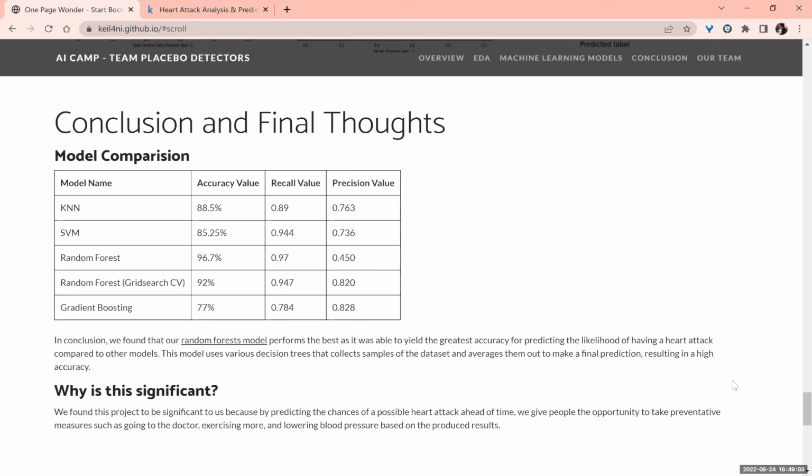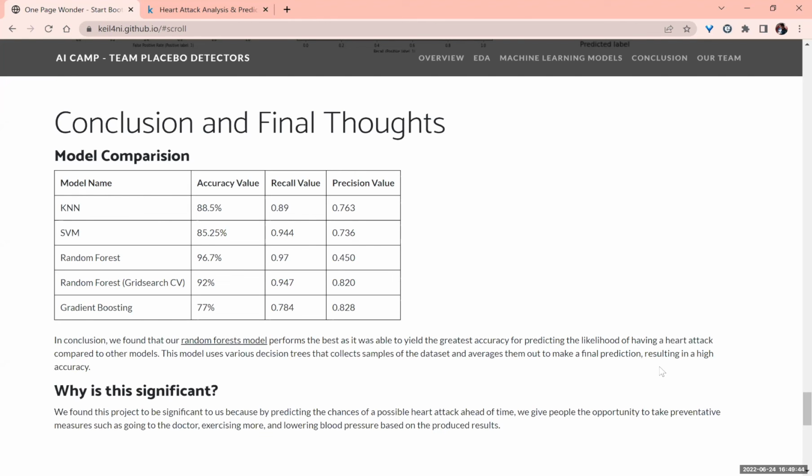So in conclusion, we created this table that compares all the accuracy, recall, and precision values. And upon reviewing this, we decided that our random forest model would be the best as it yields the best accuracy for predicting the likelihood of having a heart attack, compared to the rest of our models in general. The reason this model does so great is that it uses various decision trees that collect samples of the data set, and each decision tree then averages them out to make a final prediction, resulting in its high accuracy.